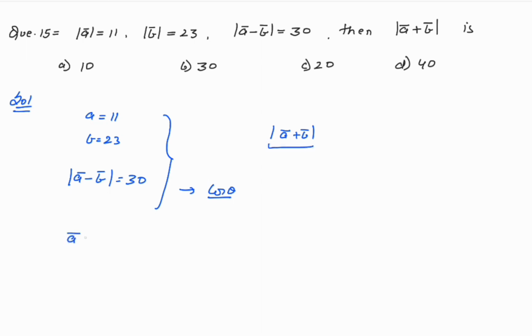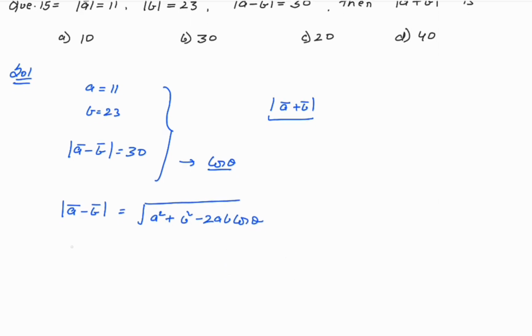Okay, what is the formula for the magnitude of subtraction of two vectors? It's going to be under root of A square plus B square minus 2AB cos theta. Now put the values and you will get the cos theta. What is the value of this? It is given as 30 is equal to under root of A square 11 square, B square 23 square minus 2 multiplied by 11 multiplied by 23 multiplied by cos theta. From here you can calculate the cos theta.